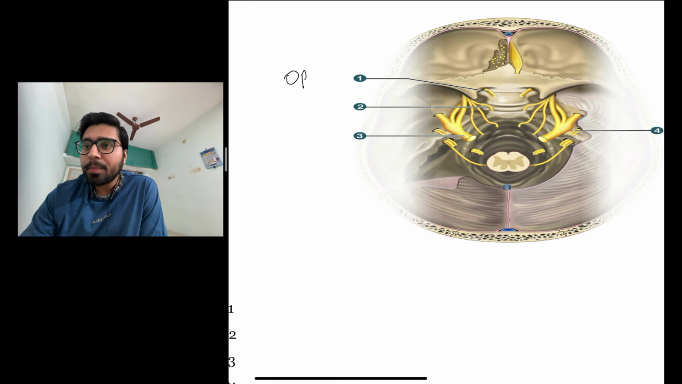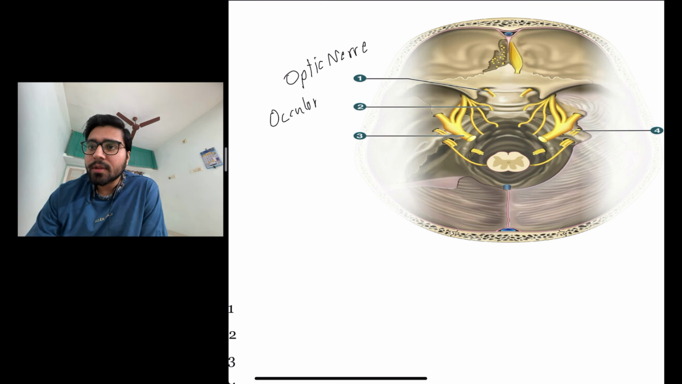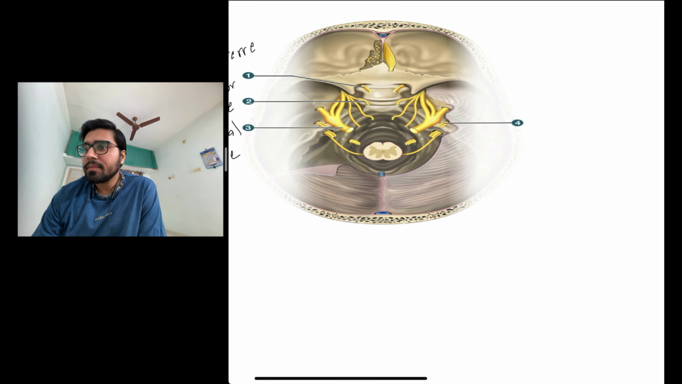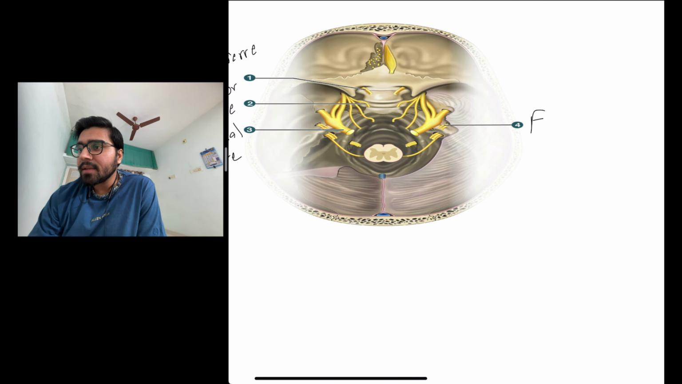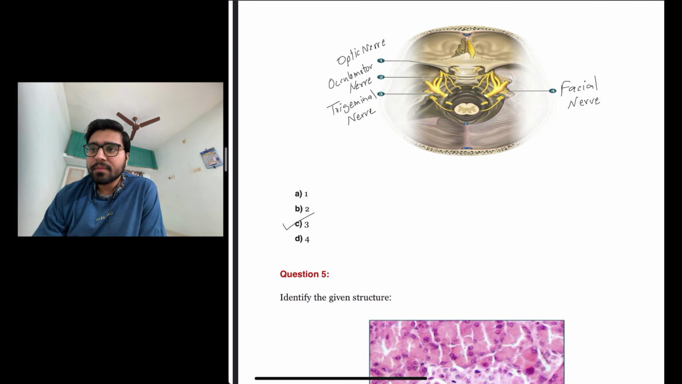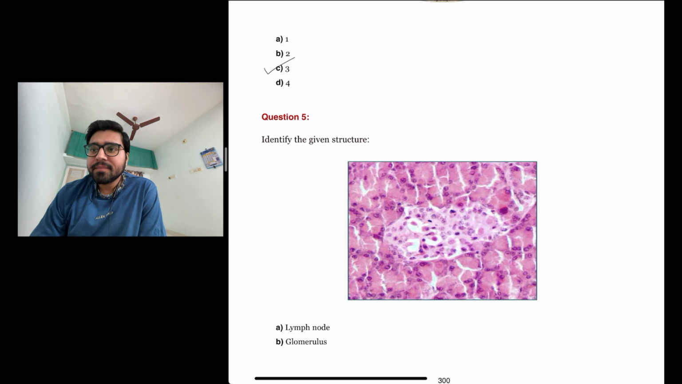So the first one is optic nerve. The second number is oculomotor nerve. The third one is trigeminal nerve. And the fourth one is cranial nerve number 7, that is facial nerve. So the answer here is number 3, trigeminal nerve. The next question is: identify the given structure.